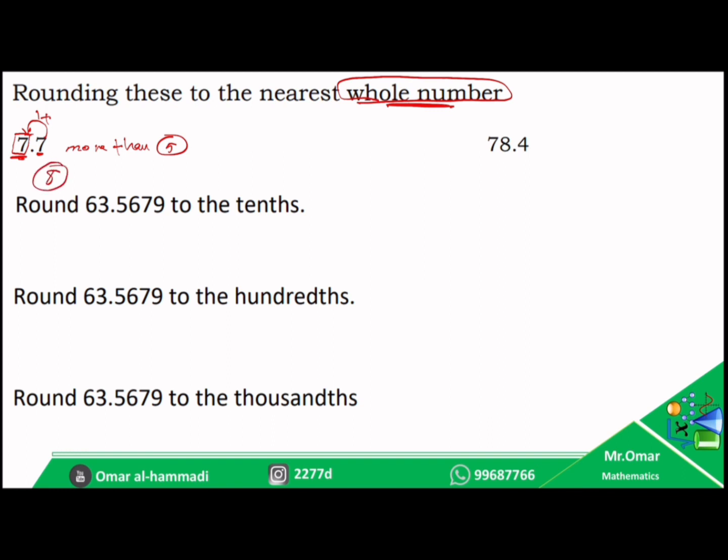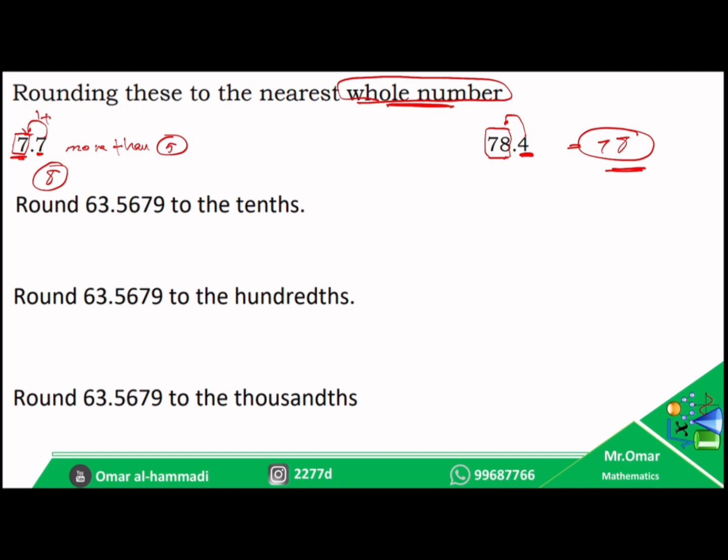And let's see the other example. Here we have 78.4. This is the whole number. So 4 is what? Less than 5. So it will not give us anything. It will be the same result, 78. And this is rounding to the whole number.